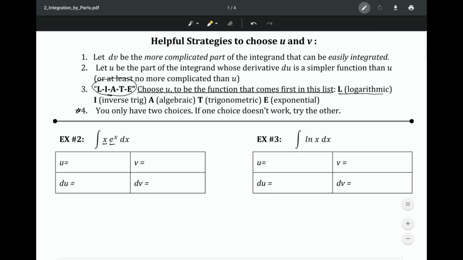We're going to pick u. According to this, we're going to pick the algebraic part first. So we're going to let u be x, and we're going to let v prime be e to the x. Now, to get du, I'm going to have to take the derivative of x, which in this case is going to be 1 dx.